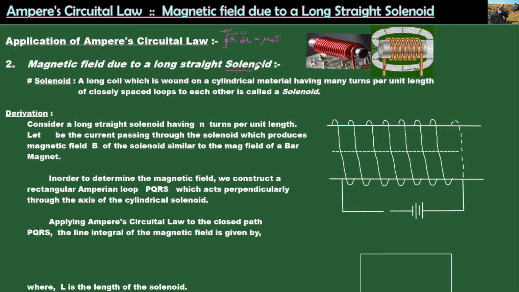So from here, what is this solenoid? When you look at this picture, if we have a long wire and we wrap this wire around a cylindrical material, this type of arrangement is known as a solenoid. A long coil wound on a cylindrical material having many turns per unit length, where all the turns are very close to each other, closely spaced loops. That type of arrangement is known as a solenoid.